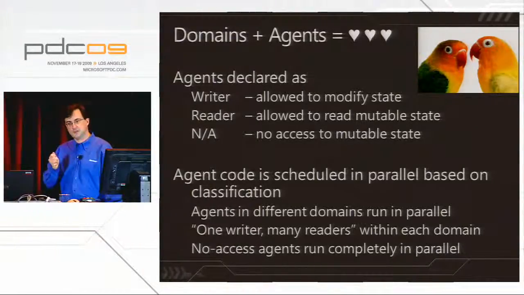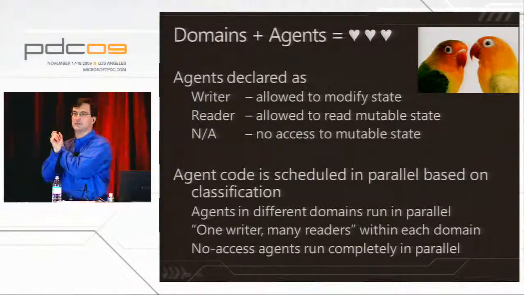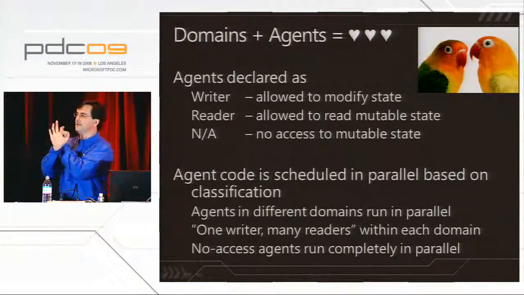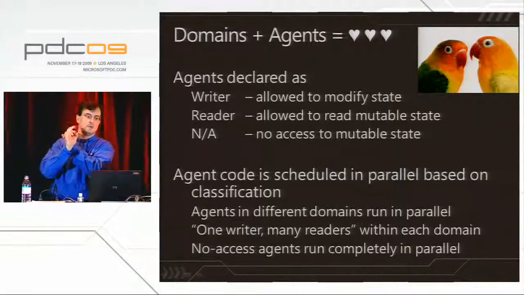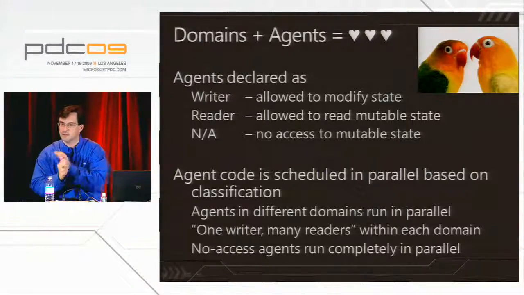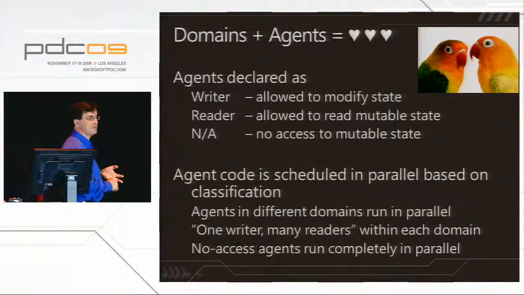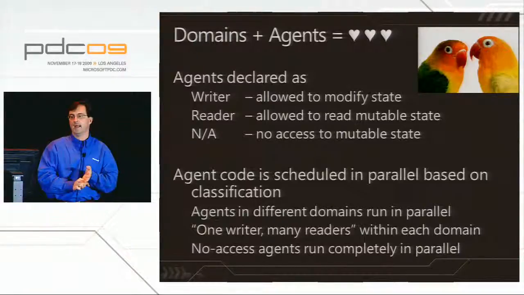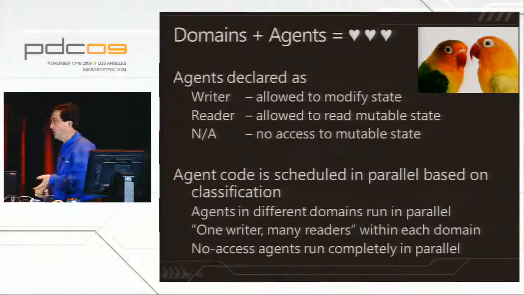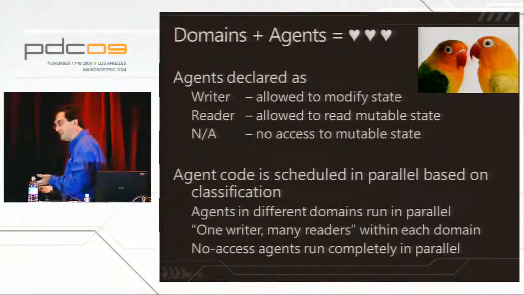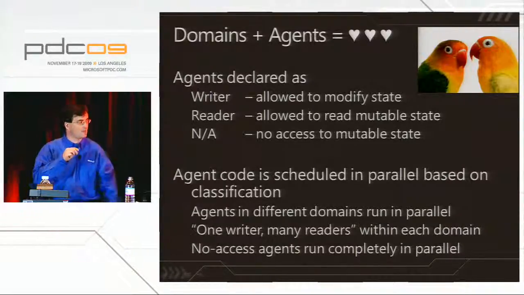Right? Agents are declared as either writers. They update mutable state in the domain. Still, the only thing that they have access to is domain state and agent state. They cannot touch static data. So if they're writers, they write it. If they're readers, well, they read mutable data. They have access to mutable data, but they can't modify it. And there's also an agent type called no access, which means it has no access to any mutable domain state, but it does have access to constant or immutable domain state. Right?